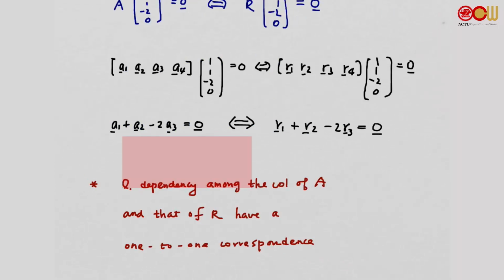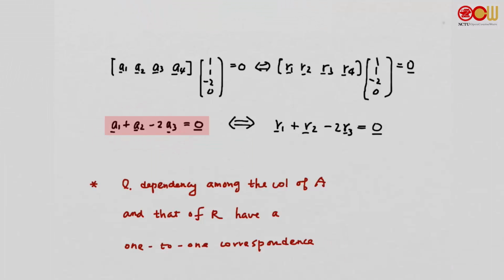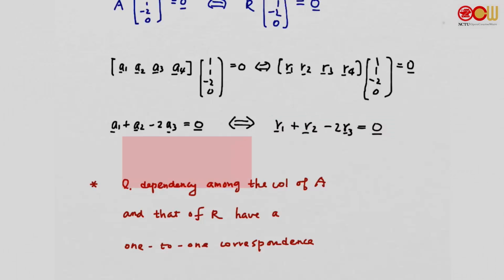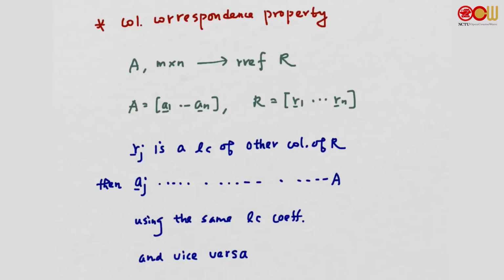More precisely, what this means is that the linear dependencies among the columns of A and those of R have a one-to-one correspondence. If these columns R1, R2, R3 are linearly dependent, then so are these column vectors A1, A2, A3. They give the zero vector using the same linear combination coefficients. And this is the column correspondence property.